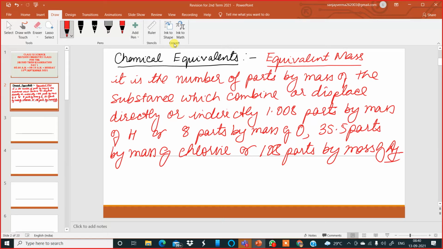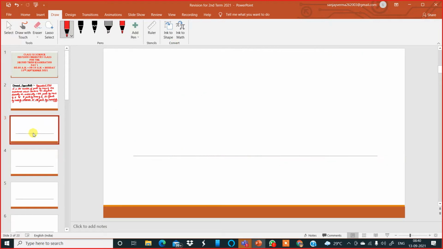It is the number of parts by mass of the substance which combine or displace directly or indirectly 1.008 parts by mass of hydrogen, or 8 parts by mass of oxygen, or 35.5 parts by mass of chlorine, or 108 parts by mass of silver. So this definition you must remember. Try to learn this definition. Now I'll quickly revise the formulas required over here.